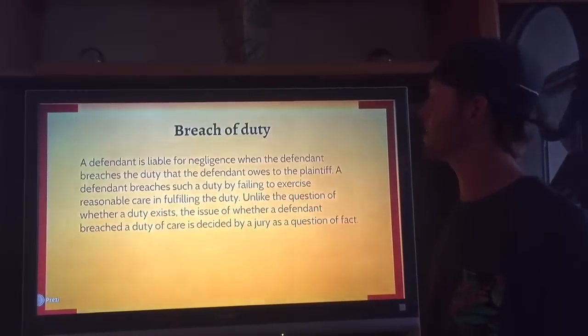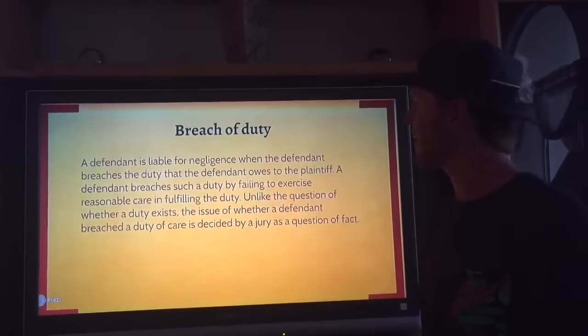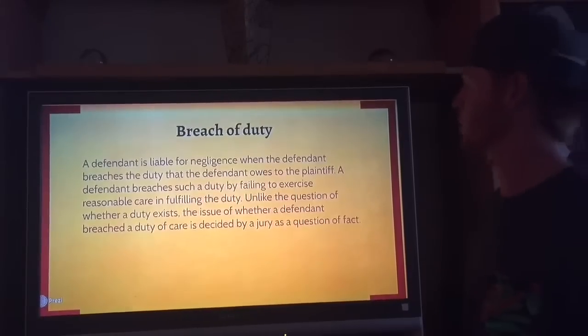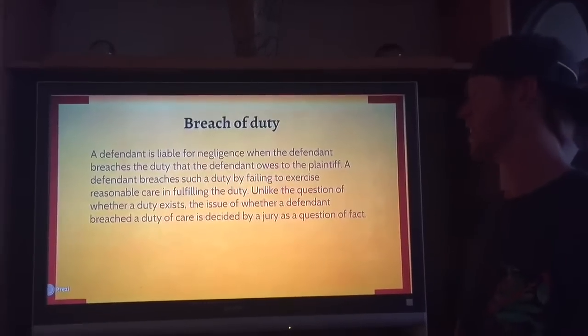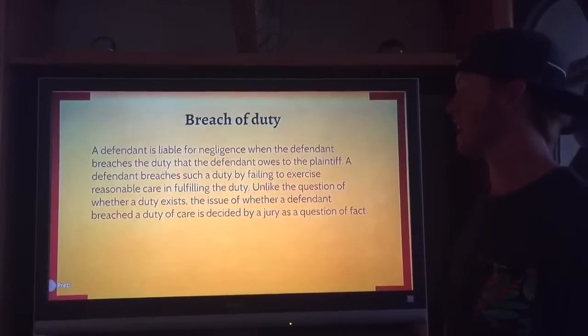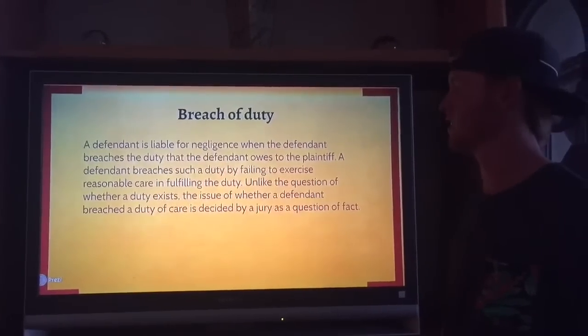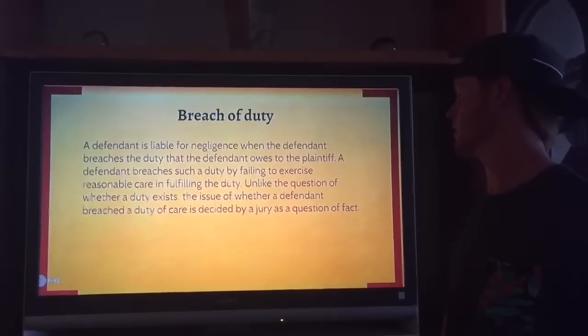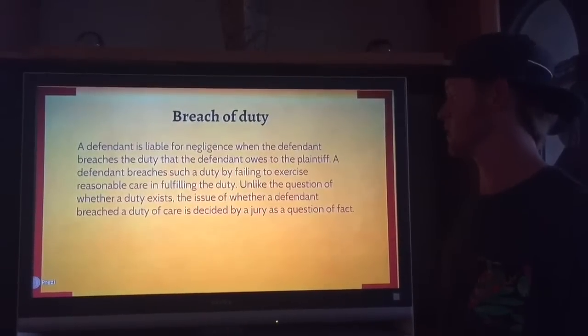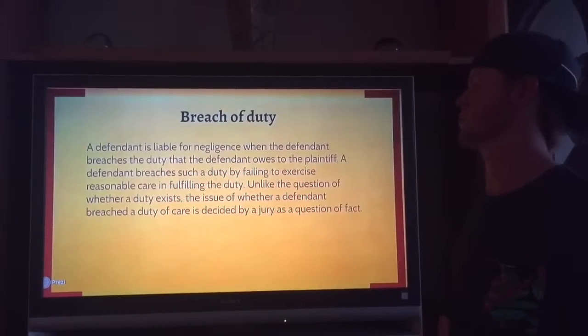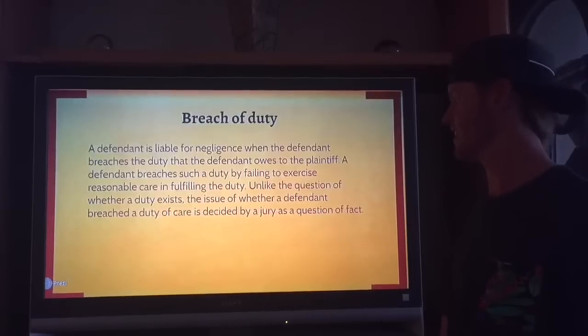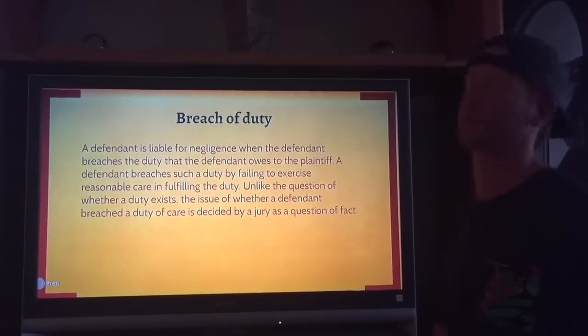The second element of negligence is breach of duty. A defendant is liable for negligence when the defendant breaches the duty that a defendant owes the plaintiff. A defendant breaches a duty by failing to exercise reasonable care in fulfilling the duty. Unlike the question of whether a duty exists, the issue of whether a defendant breached a duty of care is decided by a jury as a question of fact.